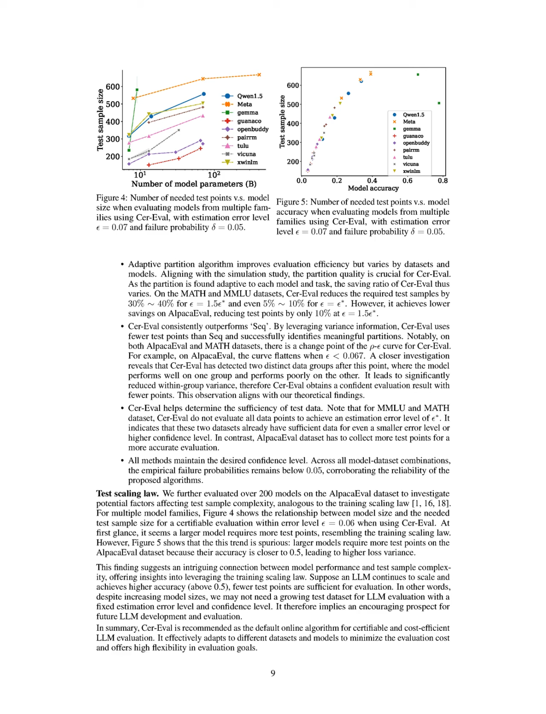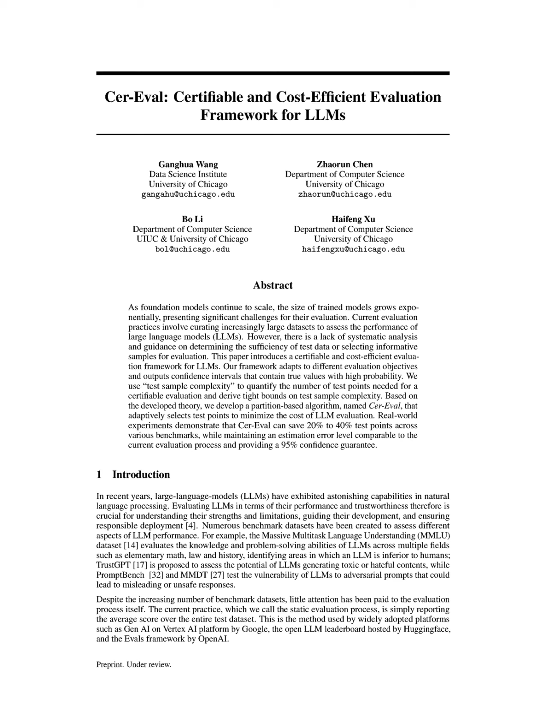For instance, the method achieved significant savings in test samples for the math and MMLU datasets, but only modest reductions for the Alpaca-Val dataset, indicating variability in its effectiveness based on the dataset characteristics. Additionally, the empirical failure probability remains zero across all methods, but the need for more test points in certain datasets, like Alpaca-Val, suggests that Cer-Eval may require additional data collection to ensure accurate evaluations. This variability highlights the challenge of ensuring consistent performance across diverse LLMs and evaluation scenarios.